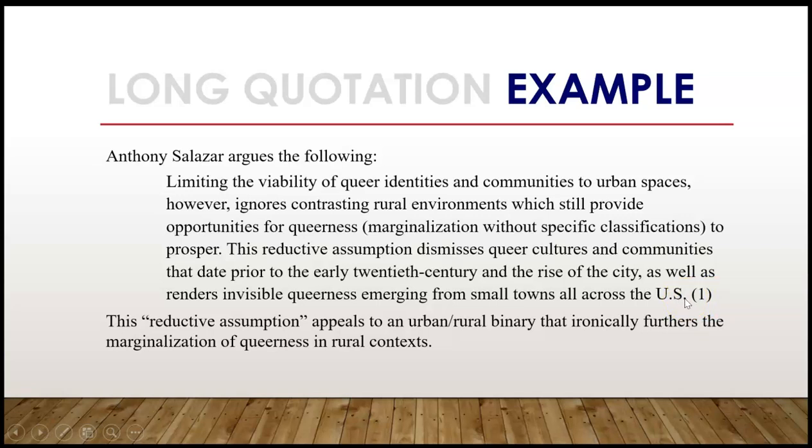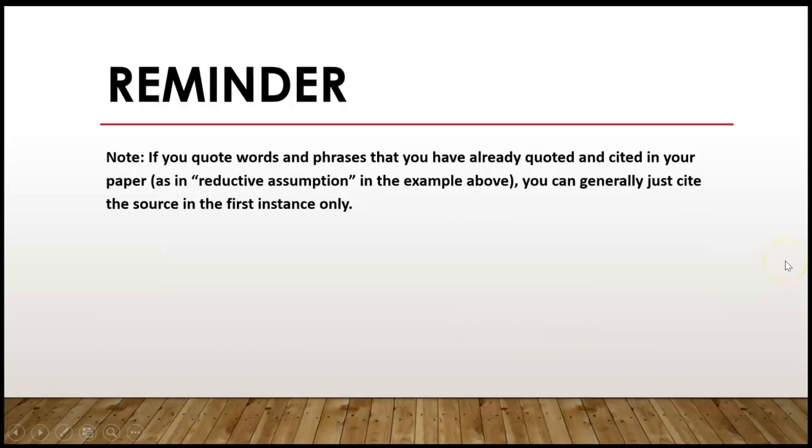You don't want to leave your reader hanging or end a paragraph with a long quote. You always want to wrap it just like you would all your other quotes. So this student sets it up beautifully, gives us the long quote, and then unpacks it here with the bottom bun of the quote burger, if you've heard of that before. This quote, "reductive assumption," appeals to the urban-rural binary that ironically furthers the marginalization of queerness in rural contexts. So, well done, student.